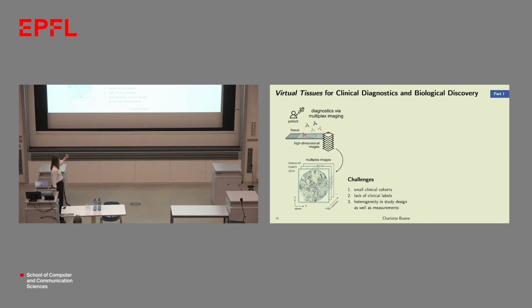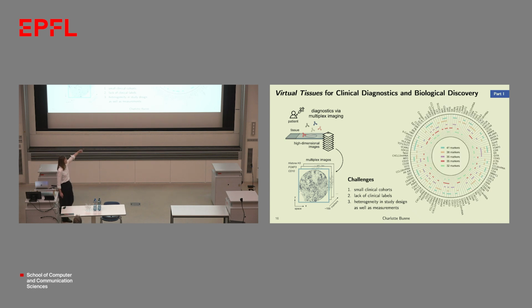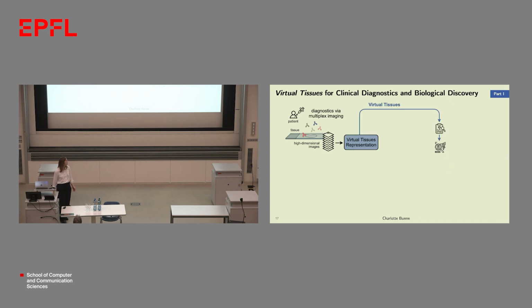So we have small clinical cohorts, we have a lack of consistency of labels, and every data set is going to be heterogeneous. Here, we just have 5 different clinical studies and can see which markers are measured, right? Usually we have RGB, here we have hundreds of different markers, and every data set has a different one. How do we build AI systems for this?